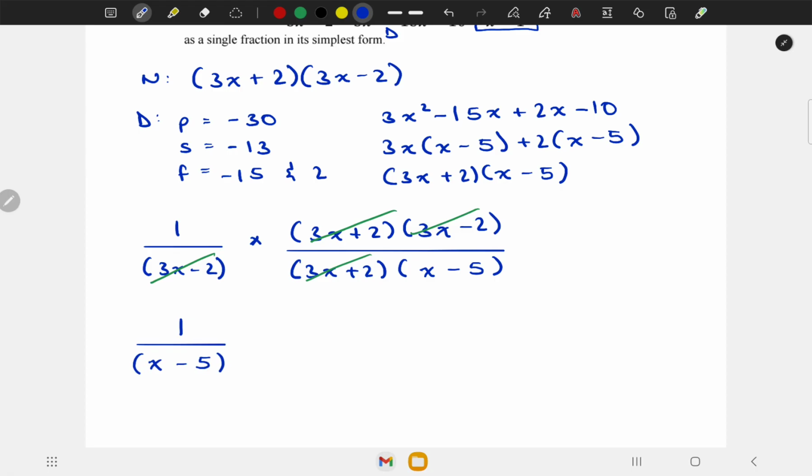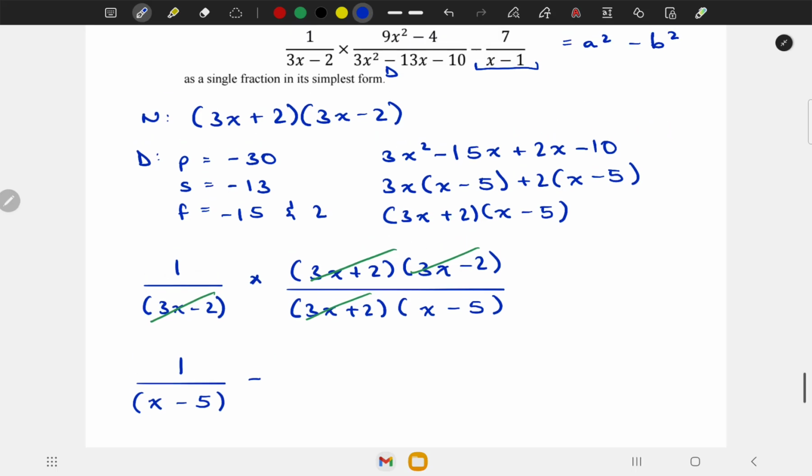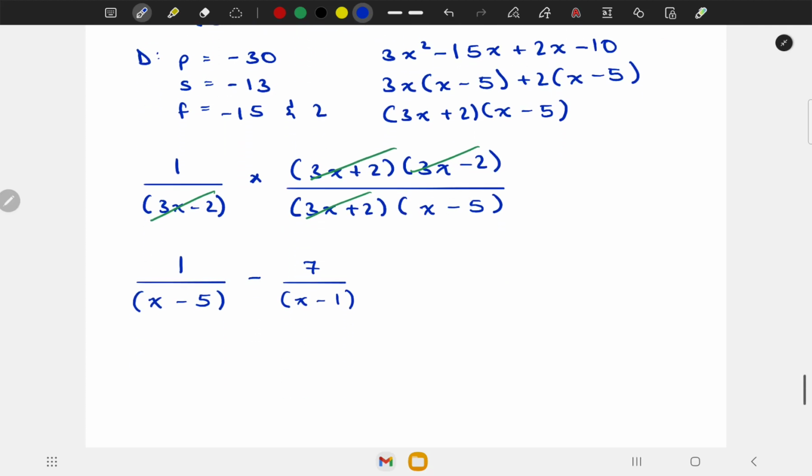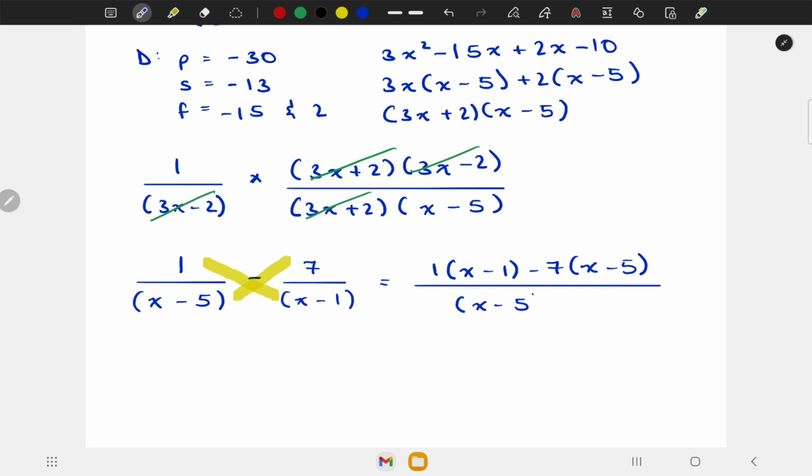Now remember, we haven't considered the third part of the fraction, which was 7 over x minus 1. As we said in the very beginning, when you're adding fractions, the denominator must be the same, and the same applies when you are dividing fractions. So I'm just going to be using the butterfly method. I'll multiply this by this and this by this. So I'm multiplying 1 by x minus 1, minus 7 into x minus 5. And then I also multiply my denominators by each other. x minus 5, x minus 1.